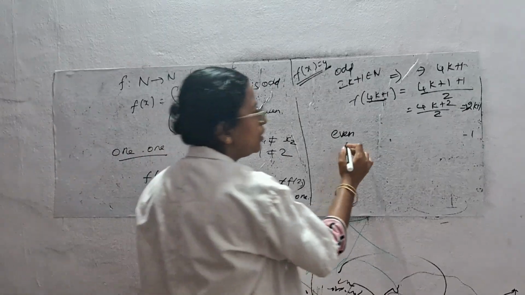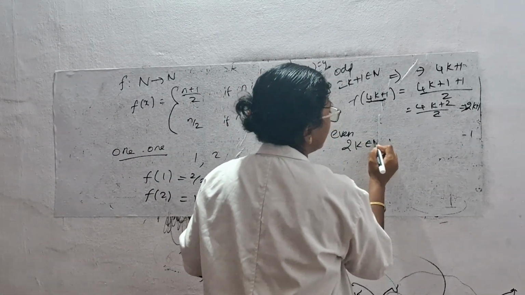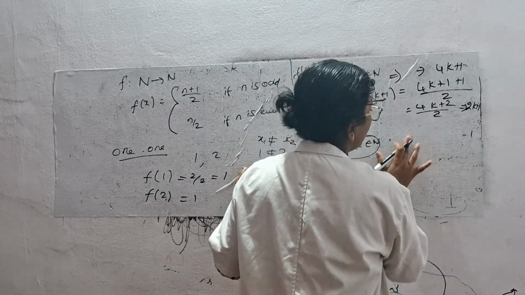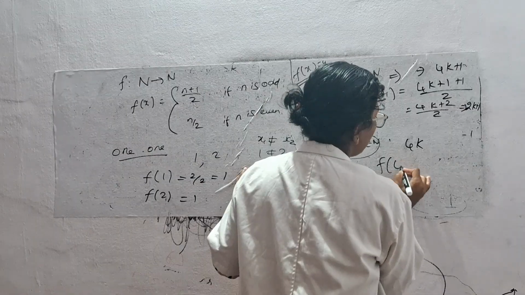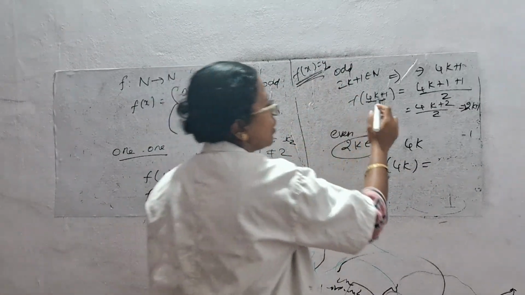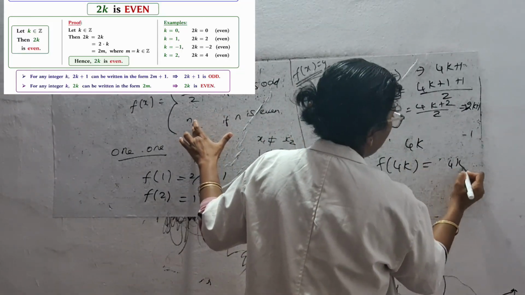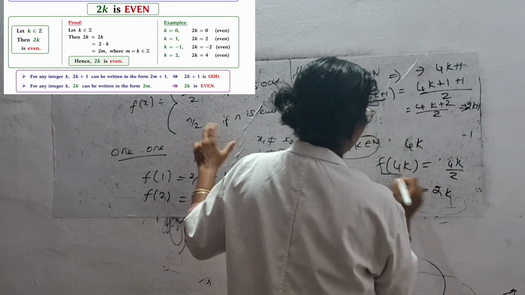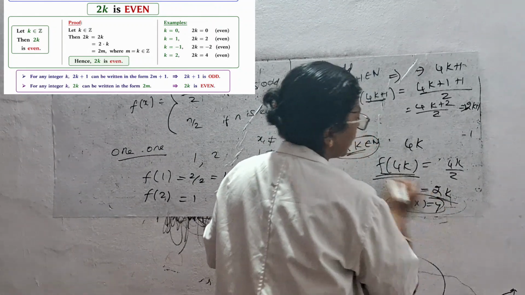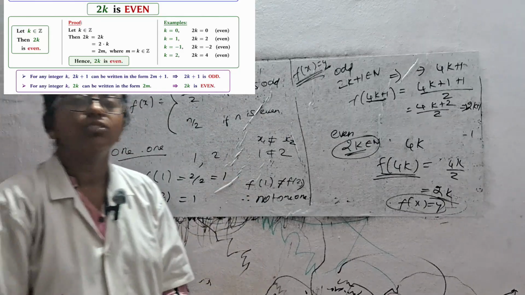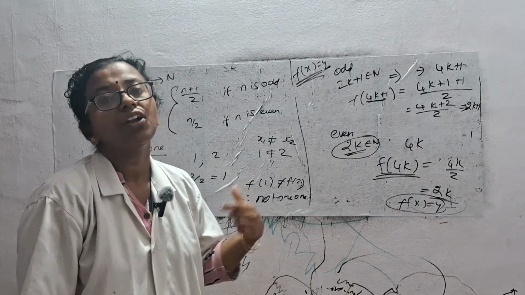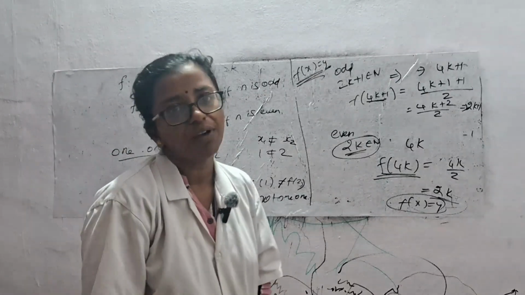For the even case, I am checking 2k belonging to natural numbers. So I am taking 4k. I am checking f of 4k is equal to f of x is equal to y. I have to prove it. So f of x in the even case is 4k by 2. I am getting 2k. So f of 4k is equal to 2k. So f of x is equal to y. I have proven onto. So in both cases it is onto. So f of x is onto but not 1 to 1. So this function is not bijective.